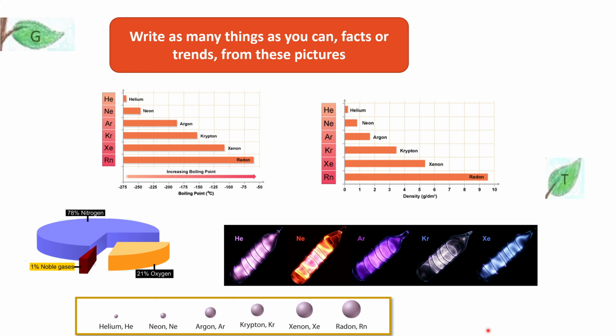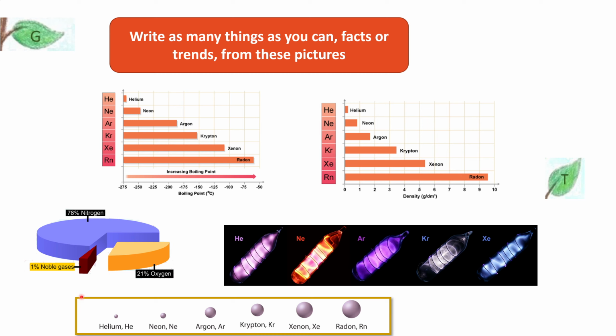Hopefully we've done that. So let's start with the top left one here. What you'll notice is these are arranged in the same order you see them on the periodic table. So as you go down the group, because helium is at the top of the group and radon is at the bottom, the boiling point of the noble gases increases. Here again, as I go down the group, the density of the noble gases increases.